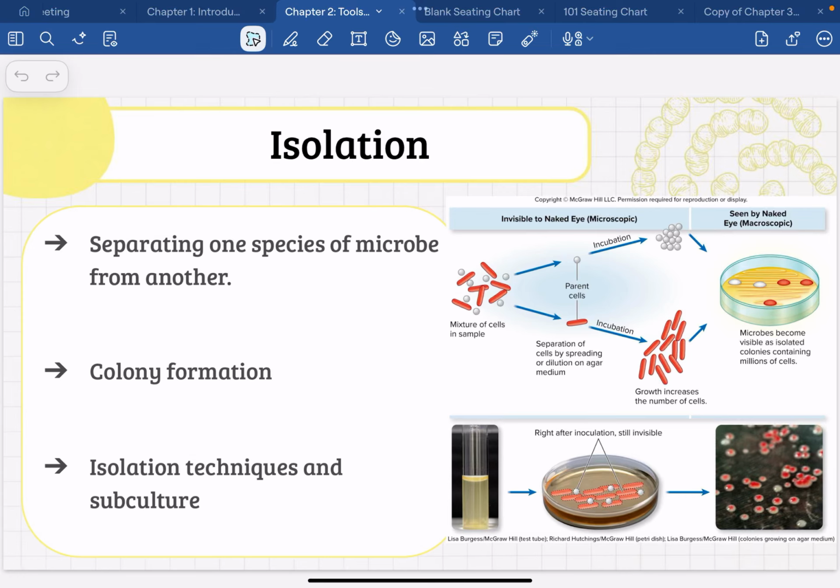So we are going to pick up right where we left off last time, talking about the 5 I's of bacterial and microbial laboratory techniques. Okay, the 5 I's that are required for us to study and look at microbial organisms.